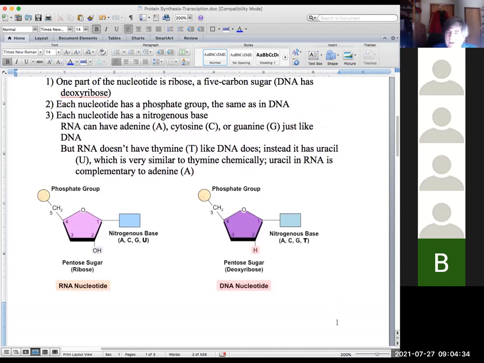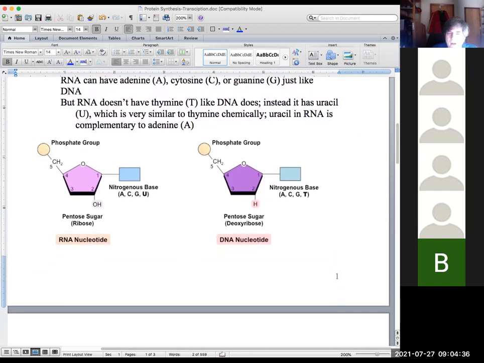So let's start out and look a little bit at RNA, because DNA may be the instructions to make the proteins, but the RNA is what actually reads those instructions and interprets them and builds the proteins.